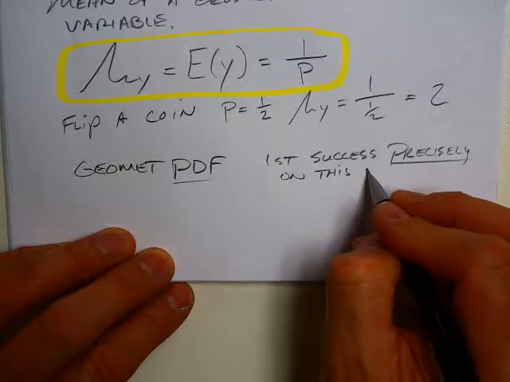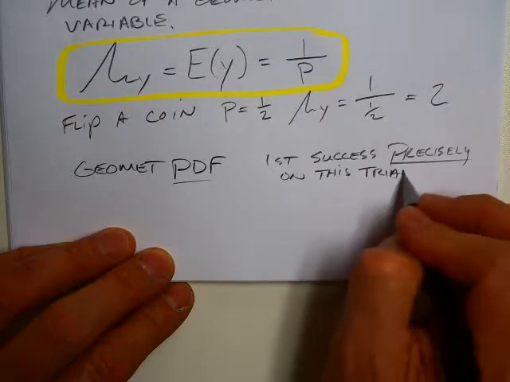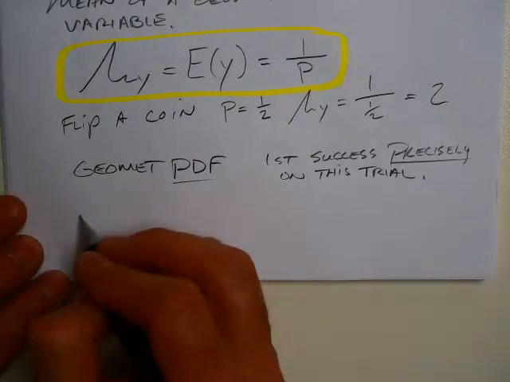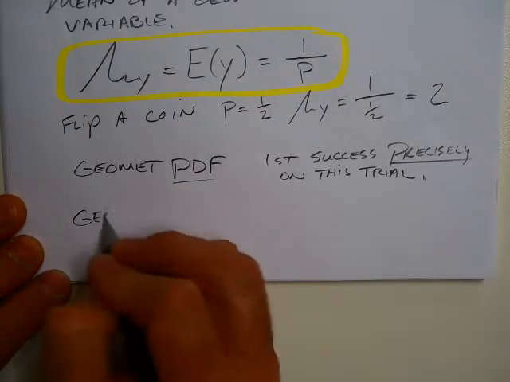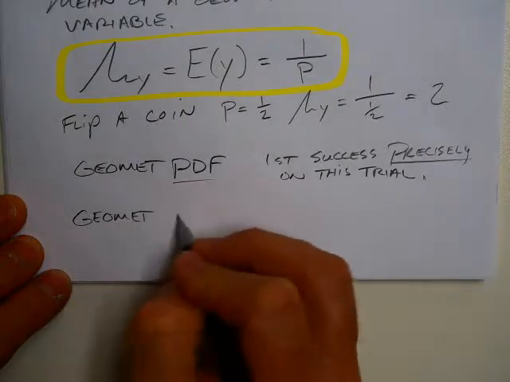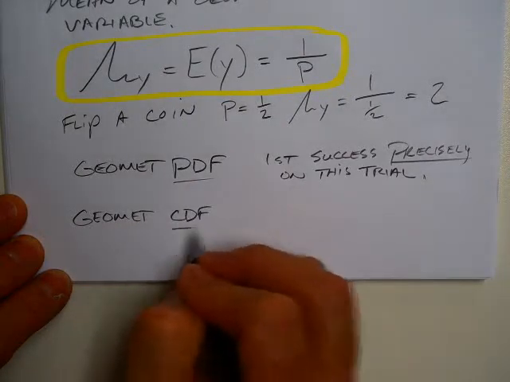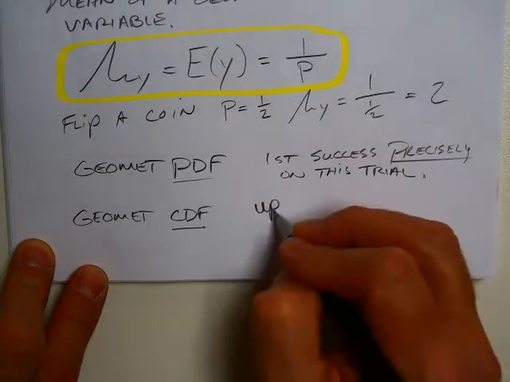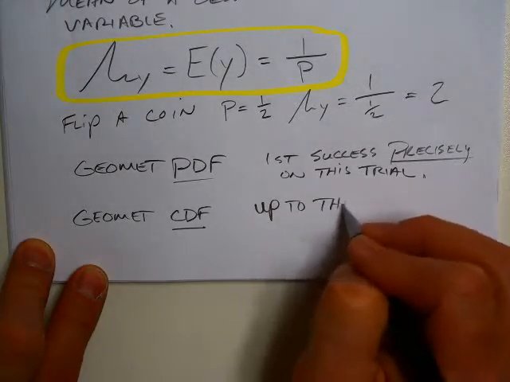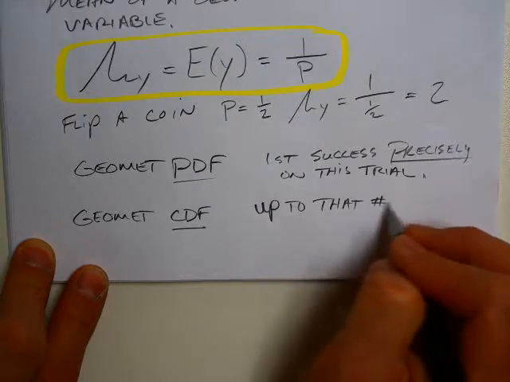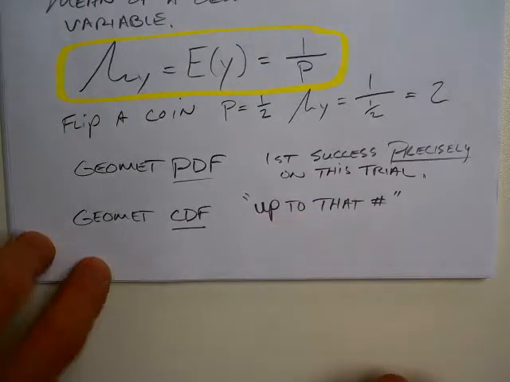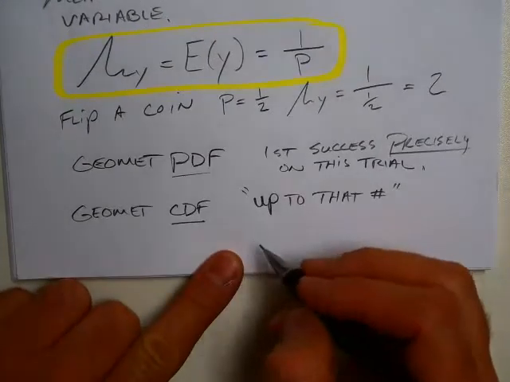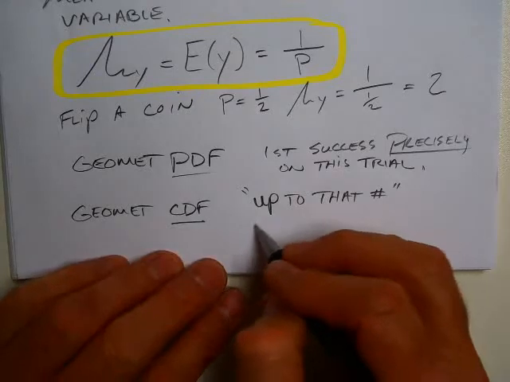Maybe I should say trial instead of event. I think I like that better. And Geomet CDF is up to that number, is how I want you to remember that. That's how I gave it for the other. This is the first success occurs by this event or trial.